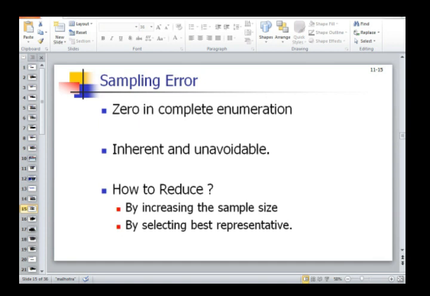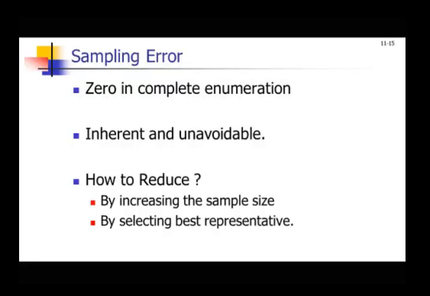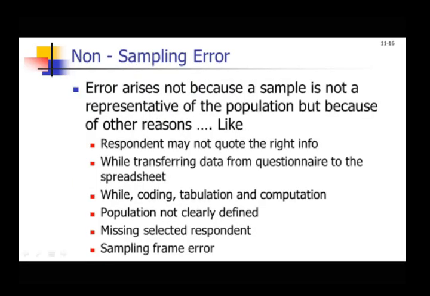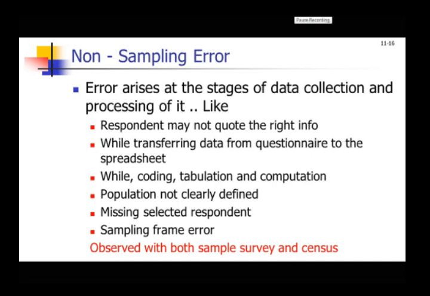So let's also look at what is non-sampling error. Sampling error is usually observed in the process of selecting the sample for study, but non-sampling error is something which follows that. Non-sampling error is usually observed at the stages of data collection and processing of it. Just like sampling error, even non-sampling error is difficult to eradicate, and it is not in the hands of the researcher. That's something which cannot be controlled by the researcher.